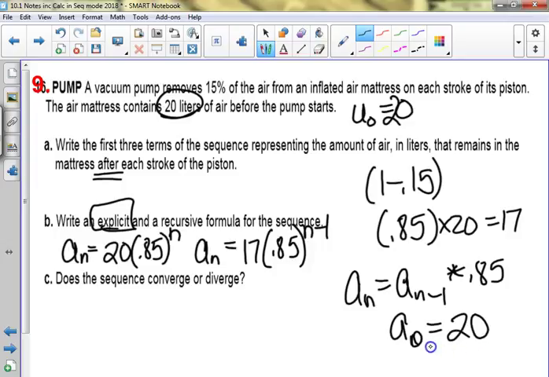Would this converge or diverge? To what? Yeah, this one would approach 0 air left in there, right?